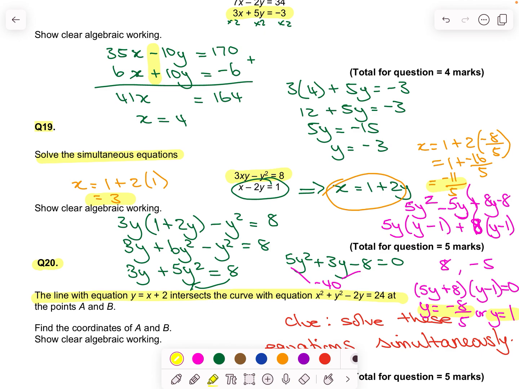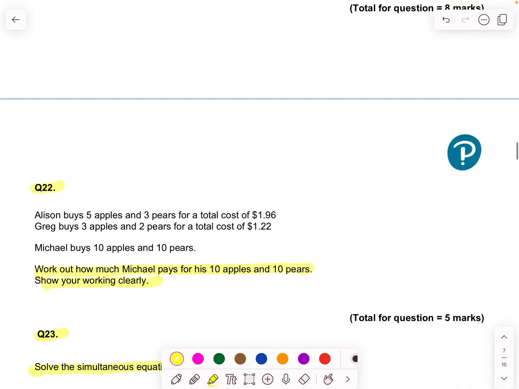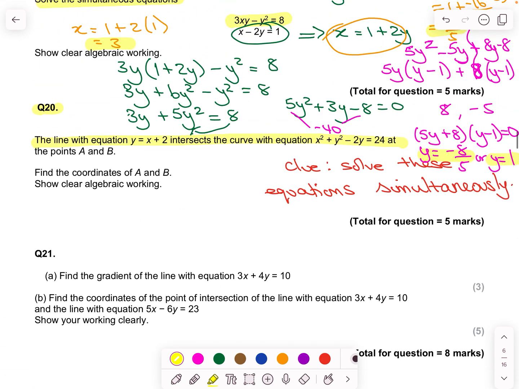Okay. Right, number 20. Is that the last one? No. Number 20, the line with the equation y equals x plus 2 intersects the curve with the equation x squared plus y squared, take away 2y equals 24 at the points A and B. To find the coordinates A and B, we are going to have to solve them simultaneously, which I did give you the clue. And so it's already been rearranged for us, y equals x plus 2.